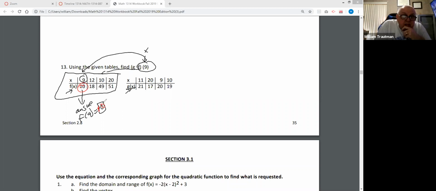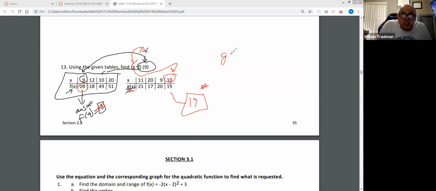10. We have to take this answer, 10, and put it into the x value for g. Here's g, and do you see how here's the 10? You're plugging 10 into g. Here's the x value for g. And the y value is the answer. The answer to that is 19. And that's the final answer.